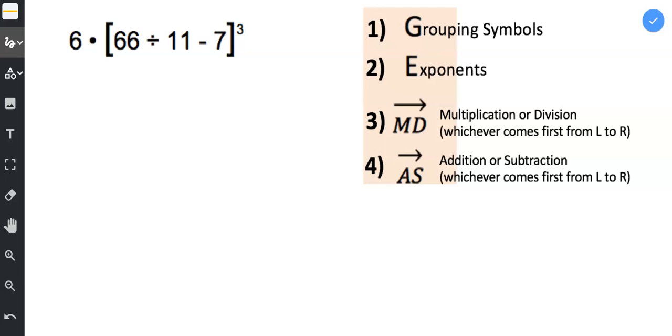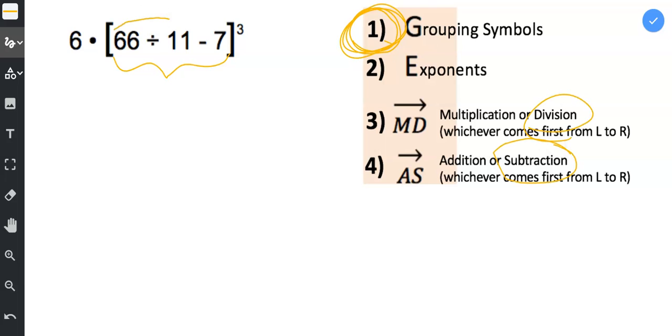We are on to our next order of operations problem. We start with grouping symbols. I look at my brackets and I am working on what is inside the brackets. Now inside of the brackets, I have division and subtraction. So think about it, which comes first, division or subtraction? Well, division comes before subtraction.